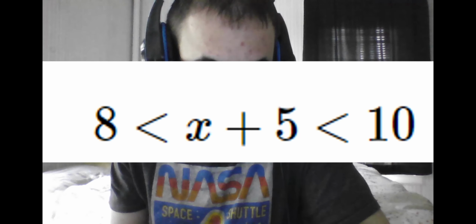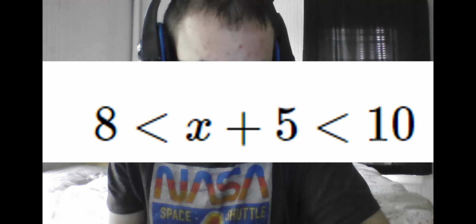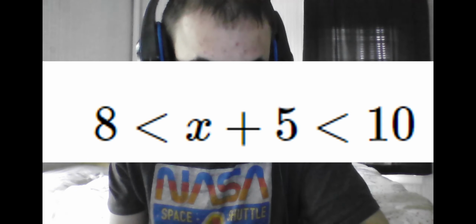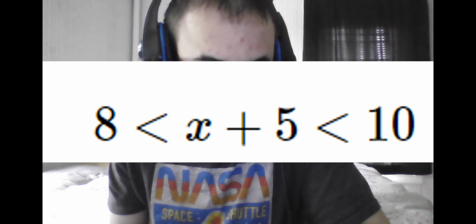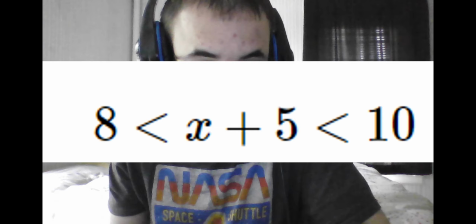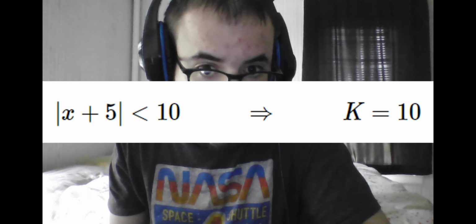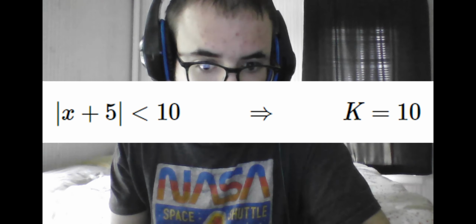If we get it in terms of x plus 5, we would add 5 to every part of the inequality, so x plus 5 is in between 8 and 10. In conclusion, the absolute value of x plus 5 must be less than 10, because of the fact 10 is the greater of these distances than 8.